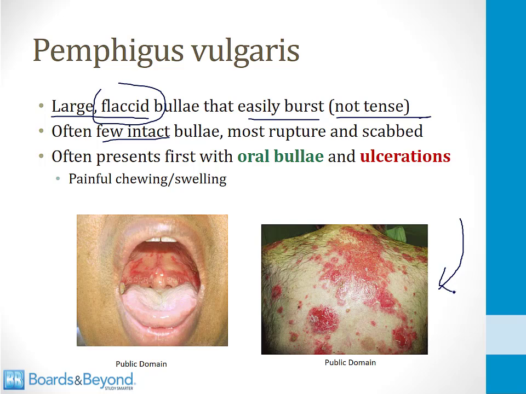You do not see a lot of bullae here. Instead, what you see are bullae that have ruptured, and now you've got the scabs and the effects of the rupturing. It often initially develops with oral bullae and ulcerations in the mouth. It's very high yield to know this. This is a picture of someone with pemphigus in the mouth, so they may complain of pain on chewing or swelling inside of the mouth, and then when you examine the mouth, you see these ruptured bullae here.